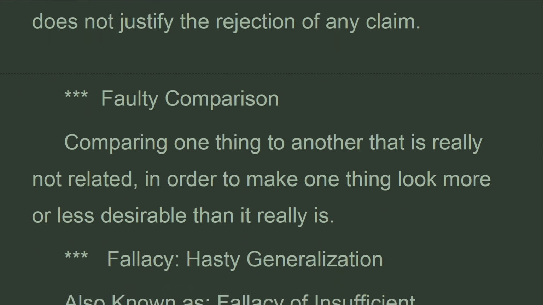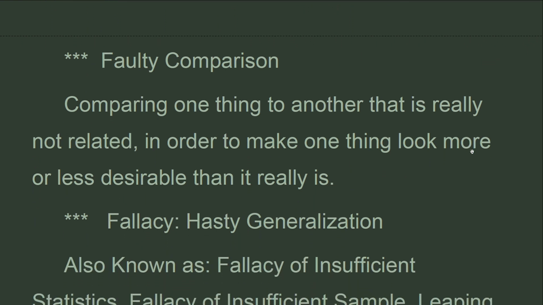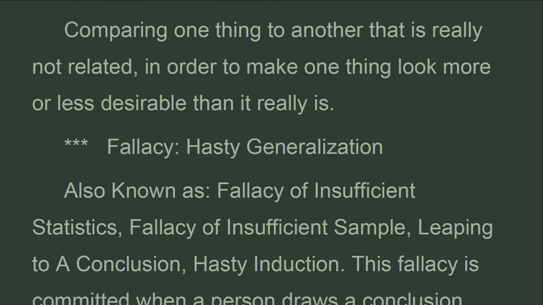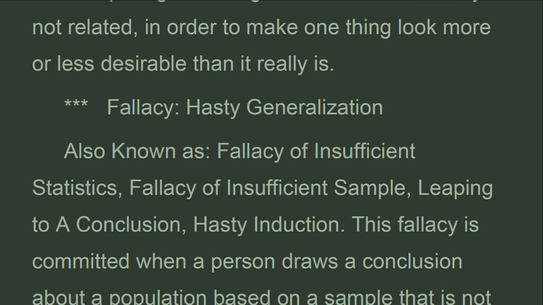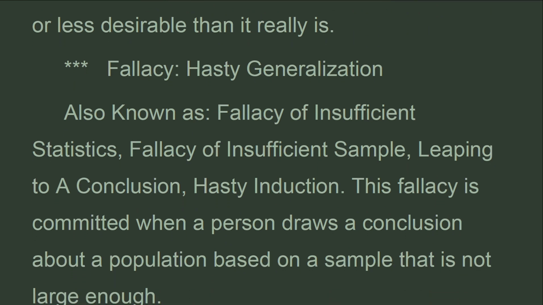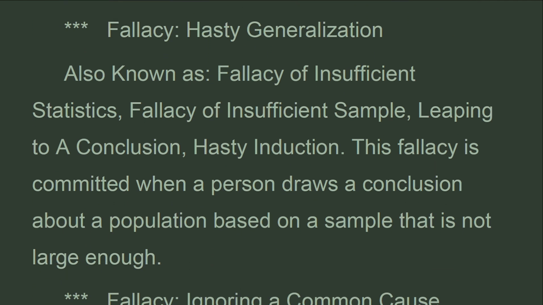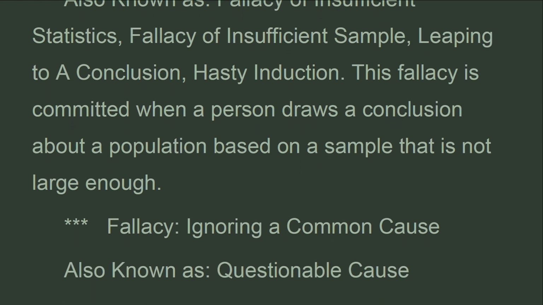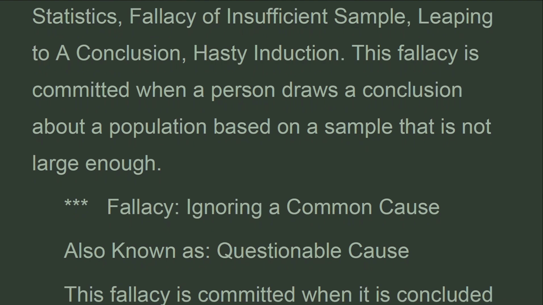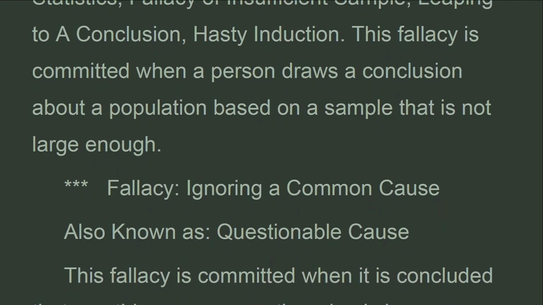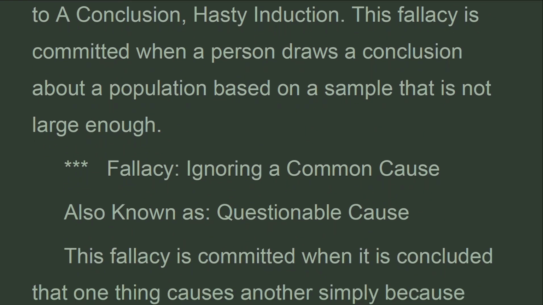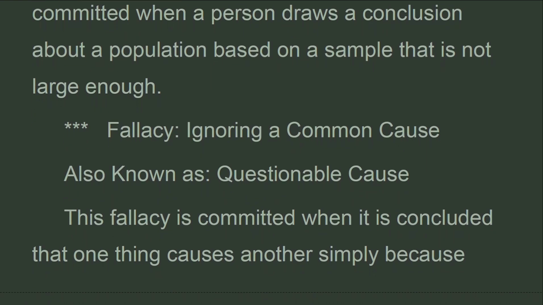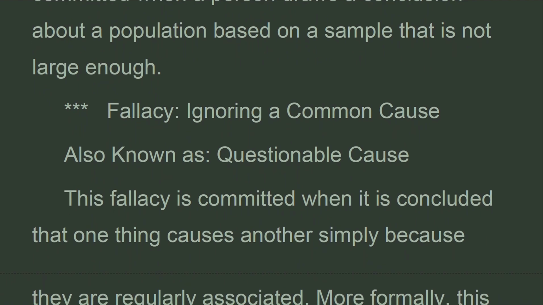Faulty comparison. Comparing one thing to another that is really not related, in order to make one thing look more or less desirable than it really is. Fallacy: Hasty generalization. Also known as fallacy of insufficient statistics, fallacy of insufficient sample, leaping to a conclusion, hasty induction. This fallacy is committed when a person draws a conclusion about a population based on a sample that is not large enough.